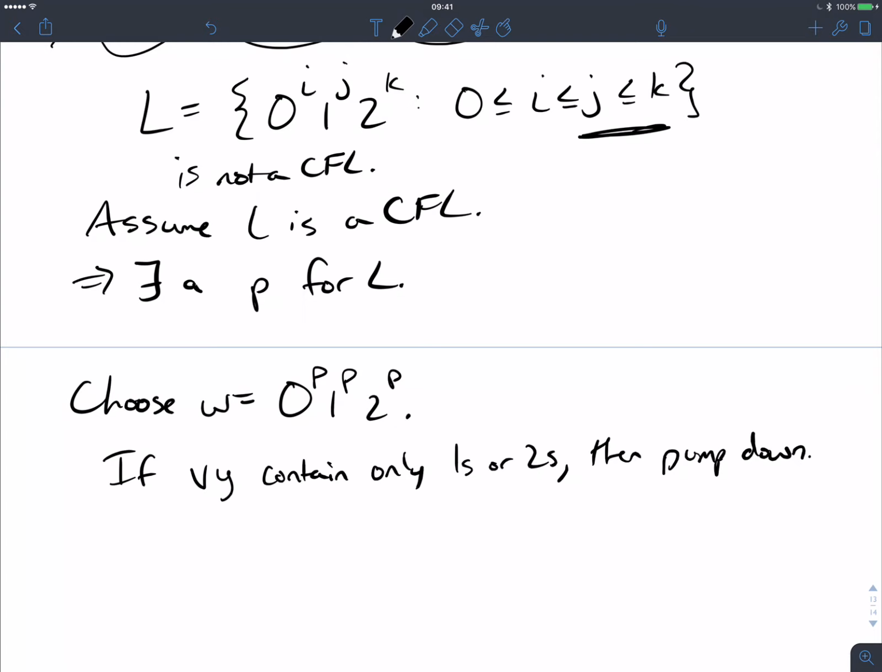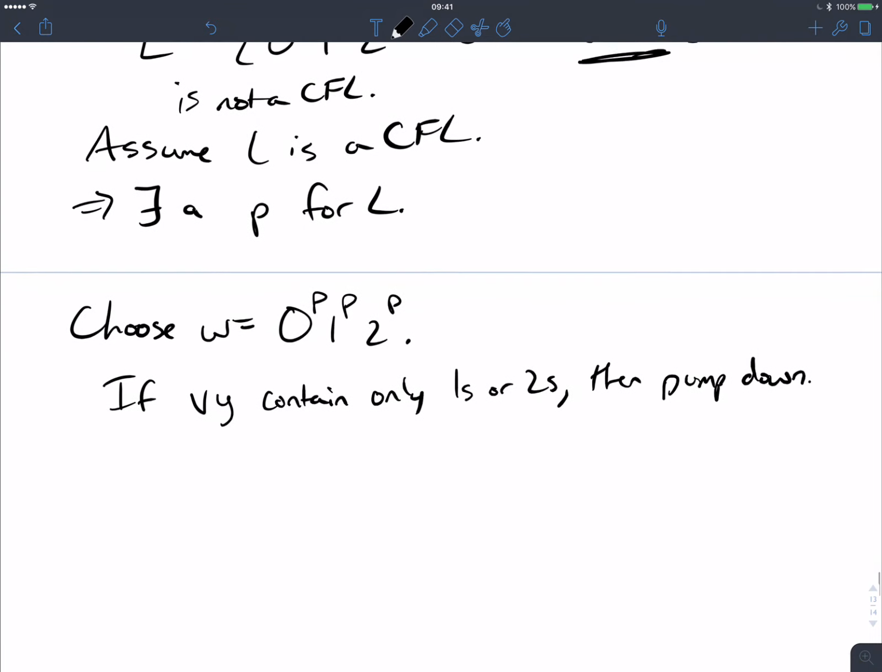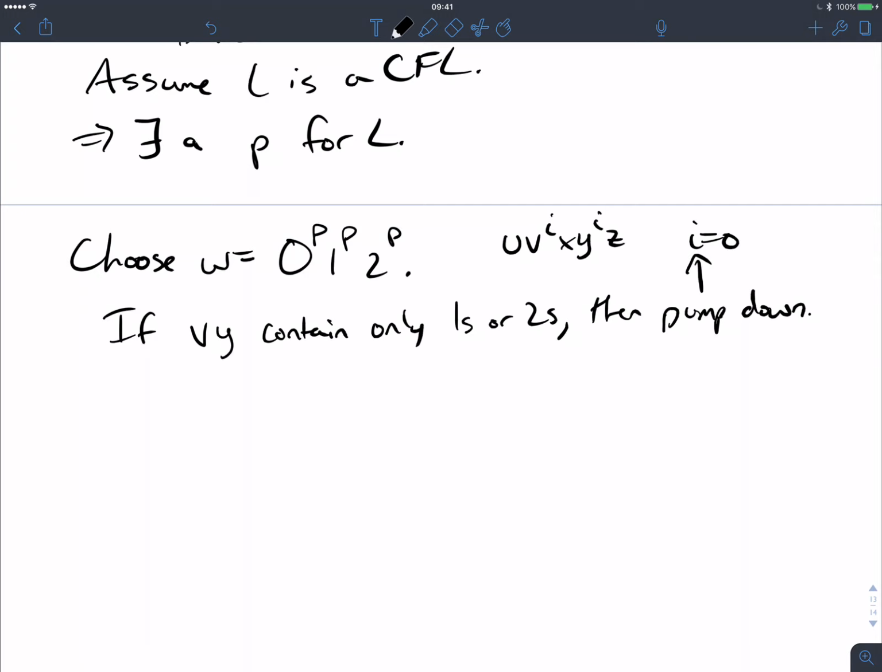I guess the big question, what do you mean by pump down and pump up? Yeah, so when we consider u v to the i x y to the i z, this corresponds to setting i equal to 0. So remove a copy of v and y. Wherever v and y are, I take them out of this string, and then look at the resulting string. Whereas before, where we put an additional copy of each, now we're taking away the one copy.